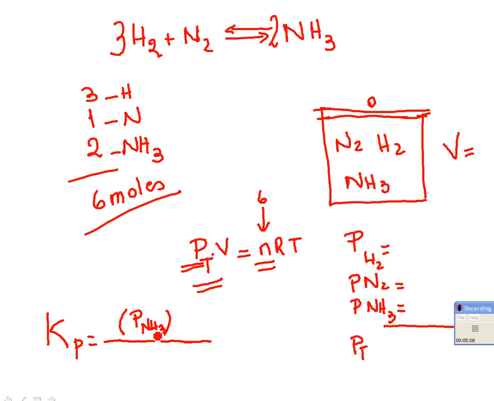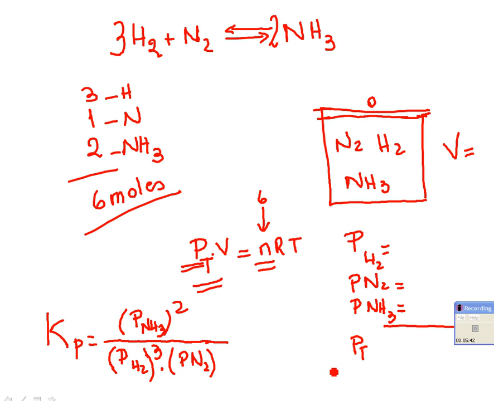Which is the coefficient of the ammonia? 2. So we need to put this squared. Yes? It's the same expression. And in here we have to put the pressure of the hydrogen. The exponent will be 3, okay, to the third power, times the pressure of the nitrogen, and that is going to be to the first power. Is that okay?